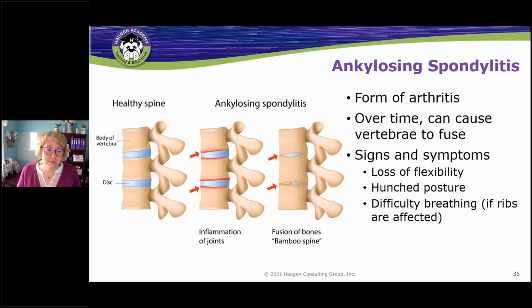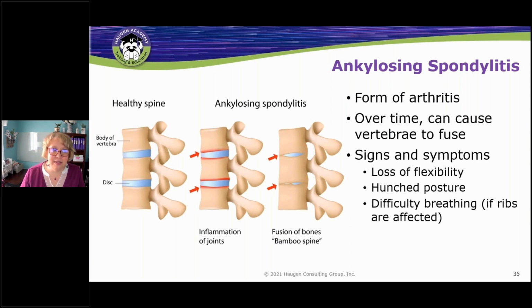Ankylosing spondylitis, which may also be referred to as ankylosing spondylosis, is a form of arthritis where over time you start to get this breakdown, you get excess bone formation, and then you get fusing of the spine, not from a surgical procedure, but your spine just starts to fuse and it starts to look like bamboo. So if you've ever looked at a piece of bamboo, this is called bamboo spine.